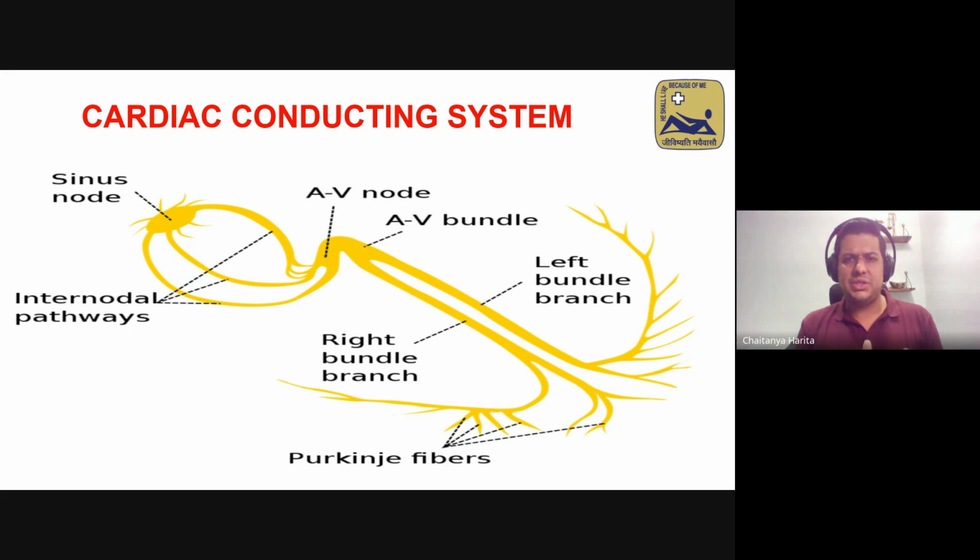The bundle of His has two divisions: a right bundle, which supplies the right ventricle and part of the interventricular septum, and the left bundle, which supplies the left ventricle. The left bundle has two parts, an anterior and a posterior bundle, which eventually break down into Purkinje fibers. And these Purkinje fibers supply the myocardium.